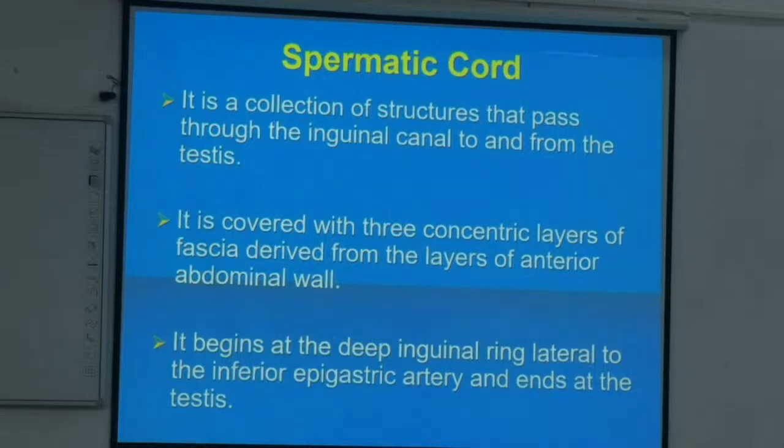How it is formed? Spermatic cord comes as a short note. Okay, so it is a collection of structures that pass through the inguinal canal to and from the testis. It is covered with three concentric layers of fascia derived from the layers of anterior abdominal wall. It begins at the deep inguinal ring lateral to the inferior epigastric artery and ends at the testis. This relation is important. This deep ring is always lying lateral to the inferior epigastric artery.